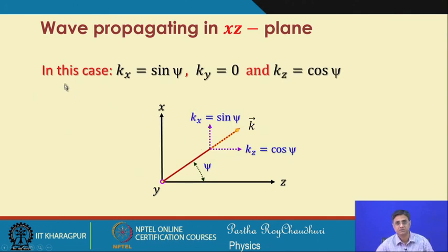So, in this case, when the wave is propagating in the x z plane, because this is your k vector, we can decompose the vector along the z direction, this is the angle psi. So, k z will be equal to cosine psi and k x will be equal to sin psi. So, now we will use the values of k x, k y and k z in the eigenvalue equation, that is the determinant equation.